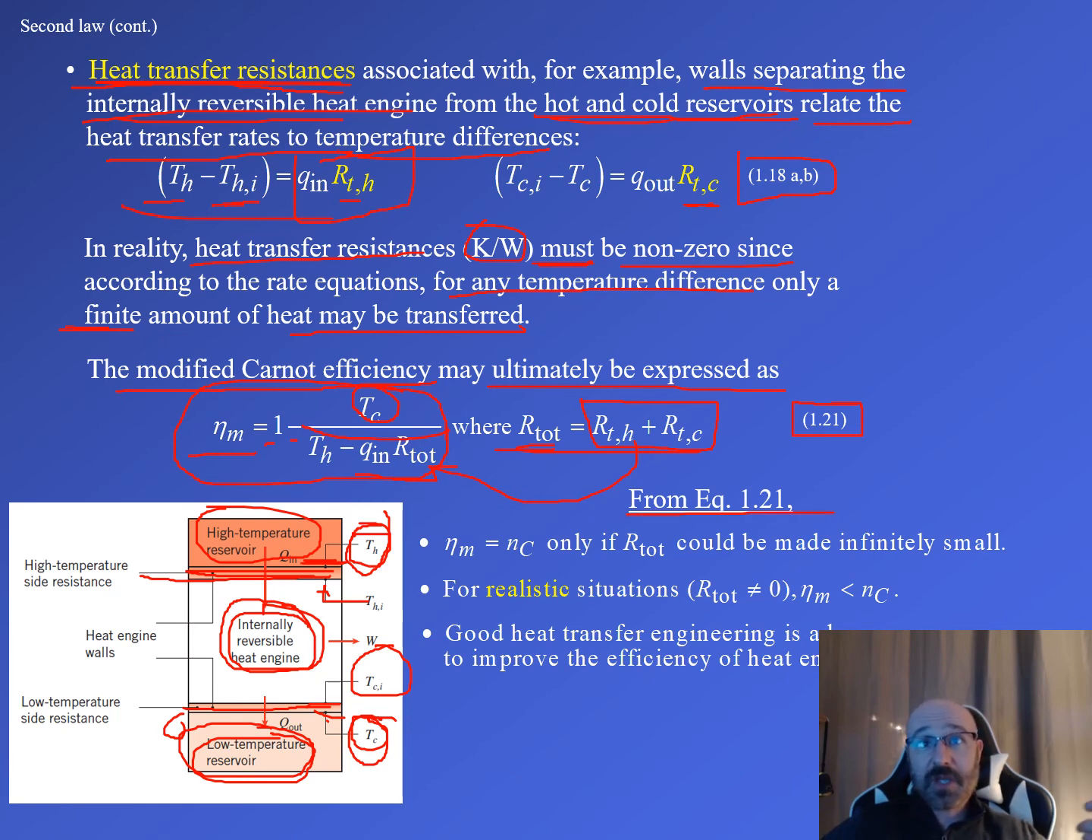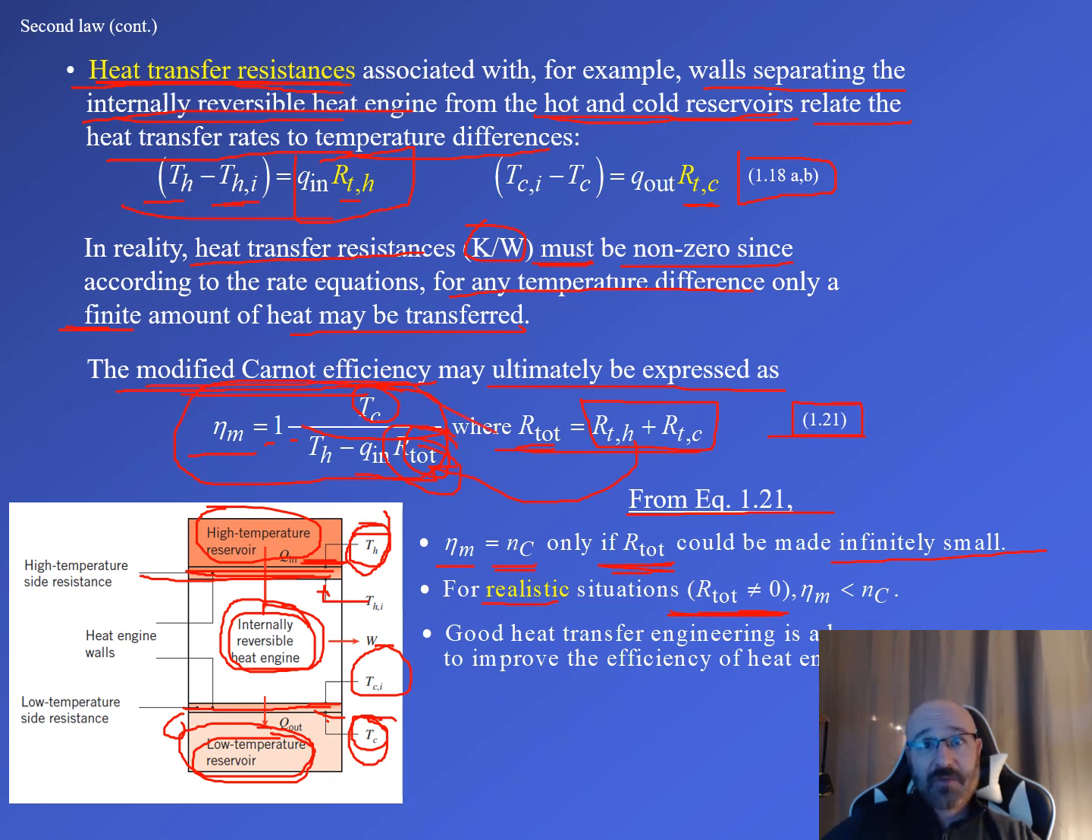So if we go from this equation 1.21 in our textbook, now we can see that η_m is equal to η_c, our modified Carnot efficiency is equal to our Carnot efficiency, only if this R_t could be made infinitely small. If this were infinitely small, this would convert back to our other relationship for our Carnot efficiency. Now for realistic situations, as we mentioned, this R_total cannot be equal to 0. So in reality, this can't go back to 0, so we're going to have to use this modified Carnot efficiency cycle.